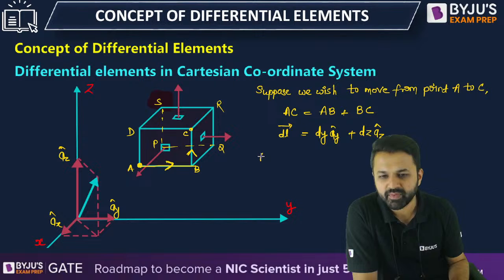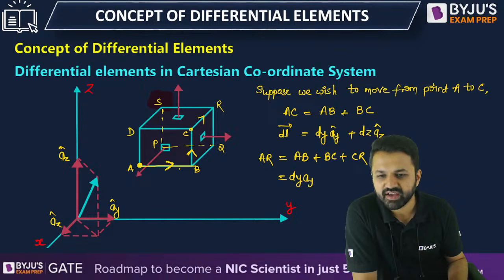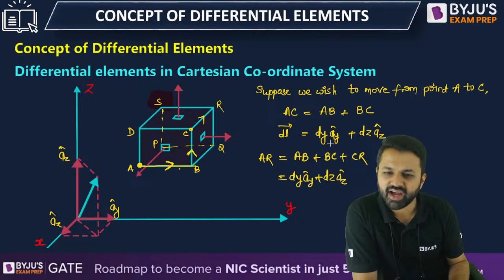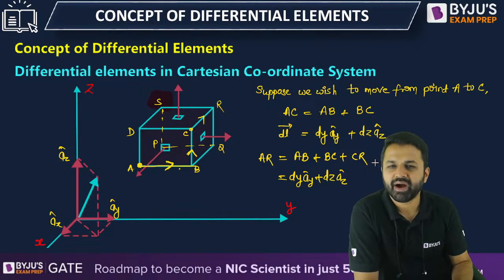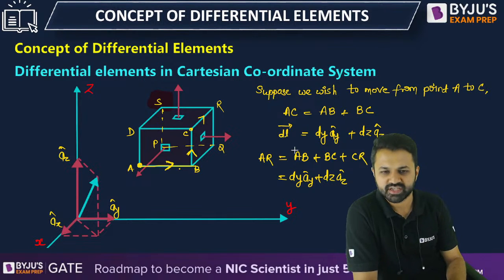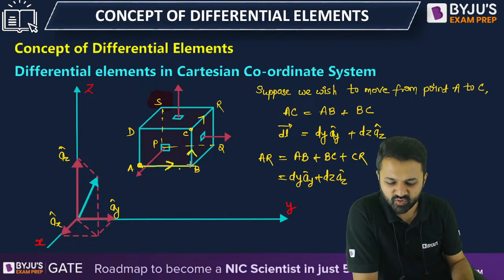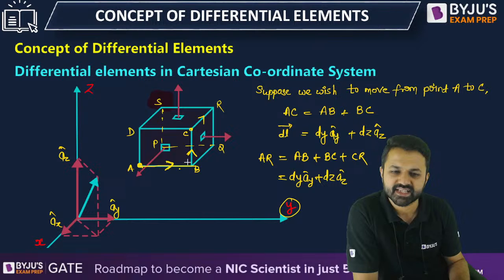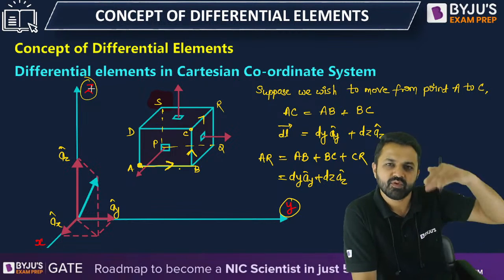Suppose you want to move from A to R. Then to move from A to R, I am following A to B, B to C and C to R. So A to B is the same, dy ay and dz az, and now C to R. Why am I writing the unit vector positive? By default we always write the unit vector positive because, as you can see, when I move from A to B I am moving in the positive y-axis, and when I am moving from B to C I am moving in the positive z-axis, that is the upward direction.